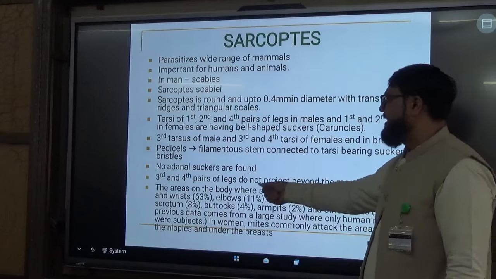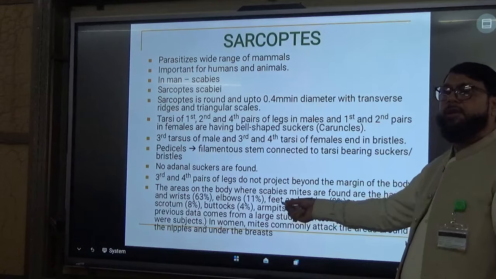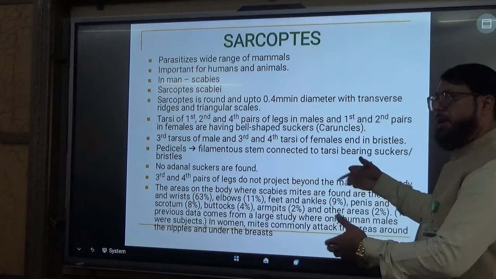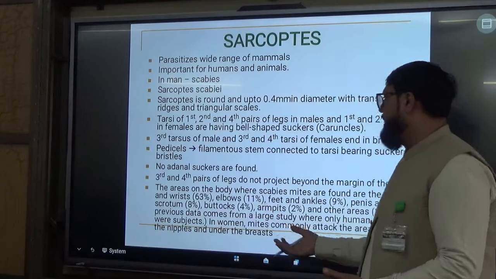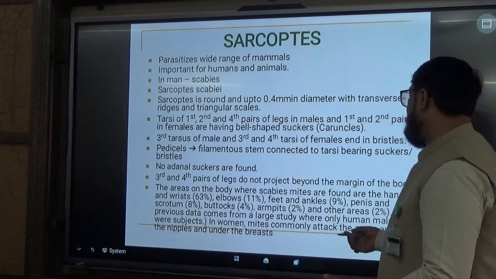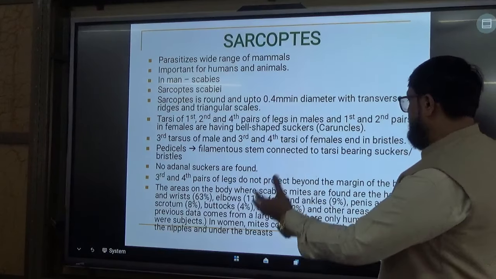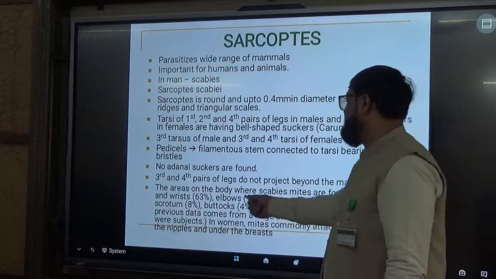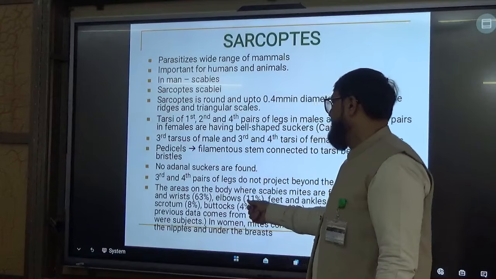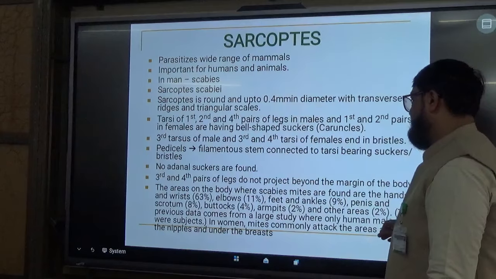This is based on some investigation or study which was conducted, where the proportional prevalence of mites was observed in various parts of the body. So it was found that almost most of the areas of the body are covered here, but the probability is much higher on the wrists and elbows as compared to the others.